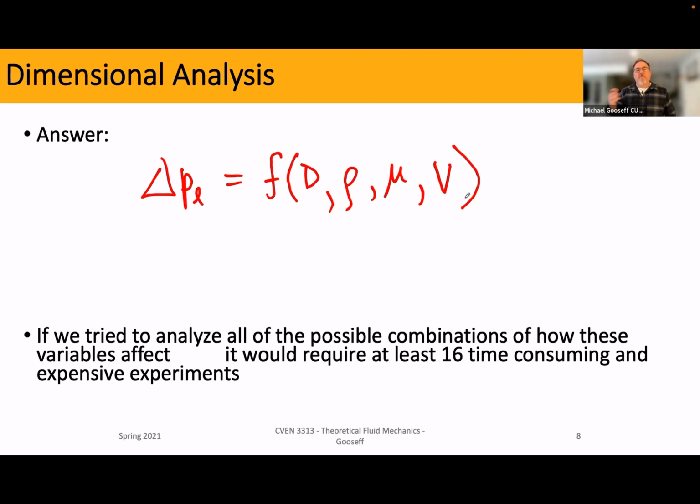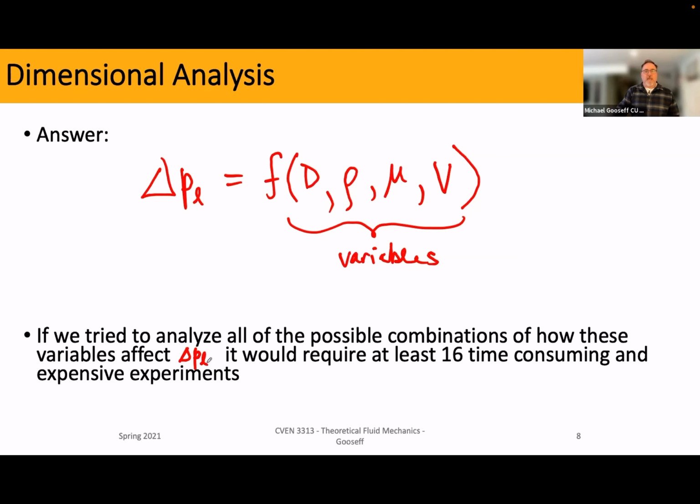All right, so if we tried to analyze all of the possible combinations of how these variables affect the thing we care about, predicting delta P sub L, our change in pressure with length.